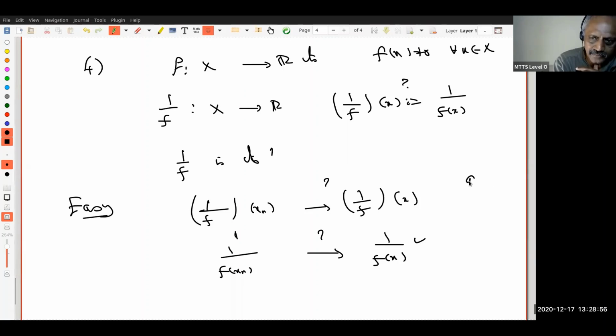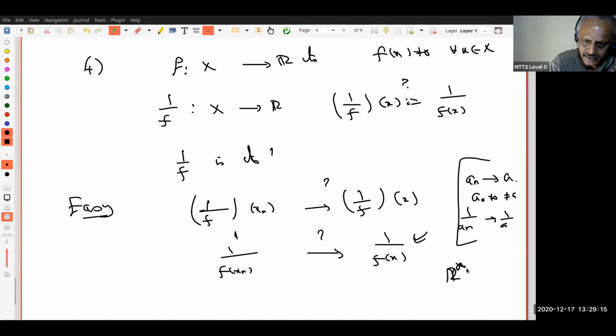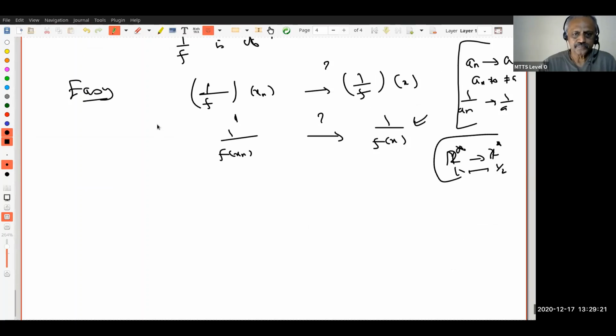Because you know, if a_n is a sequence of real numbers which converges to a, and a is not 0, then 1 by a_n also converges to 1 by a. This is the algebra of convergent sequences of real numbers. Therefore, this happens. Are you following? We already used it earlier also. From R star to R, the map t going to 1 by t is continuous. The same argument we proved there also.